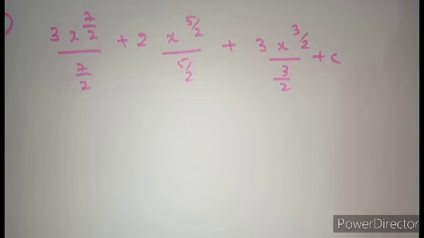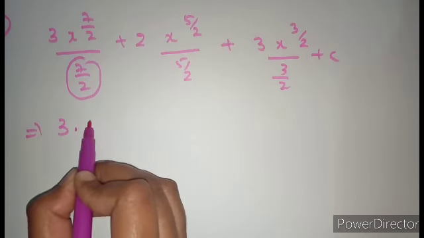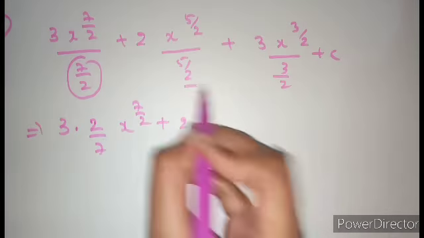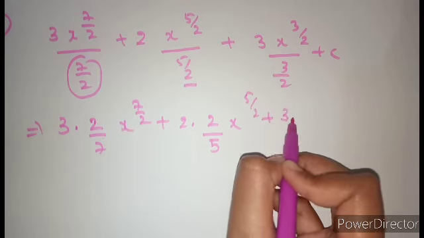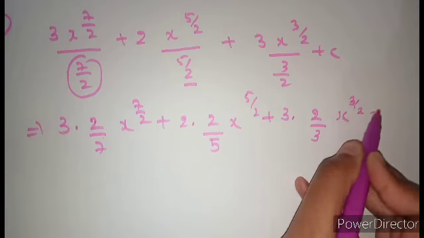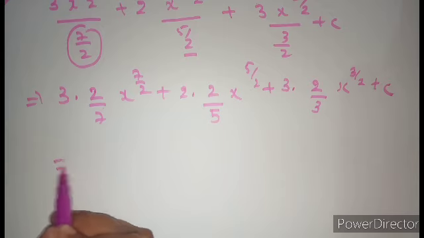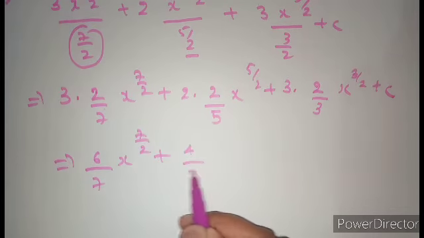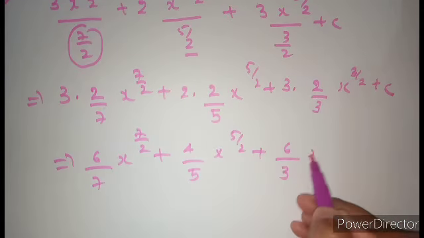Now take the reciprocal of this one. It becomes 3 as it is, 7/2 becomes 2/7 x to the power of 7/2, plus 2 into 5/2 becomes 2/5 x to the power of 5/2, plus 3 as it is, 3/2 becomes 2/3 x to the power of 3/2, plus integration constant c. Now 3 2s are 6: 6/7 x to the power of 7/2 plus 2 2s are 4 upon 5 x to the power of 5/2, 3 2s are 6 upon 3 x to the power of 3/2 plus c.